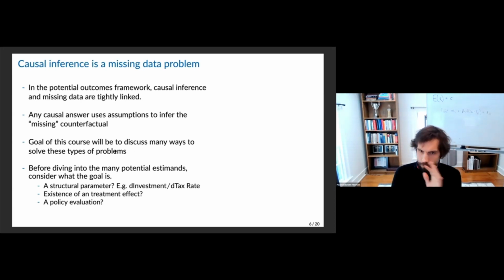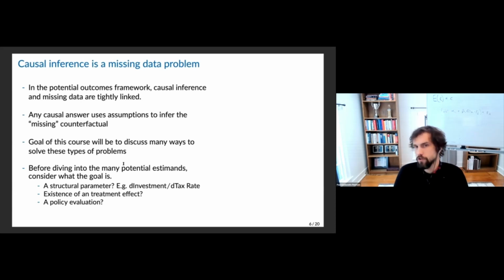Before we talk about all the potential estimands that we're interested in, it's very useful in your own mind to think about what the goal of your statistical approach is. If you think about this from the process of a research paper, it depends on what you're doing. Sometimes your research goal is to estimate a structural parameter. You may, for example, be interested in a tax elasticity or an investment elasticity with respect to taxes. You might be trying to understand a policy intervention.